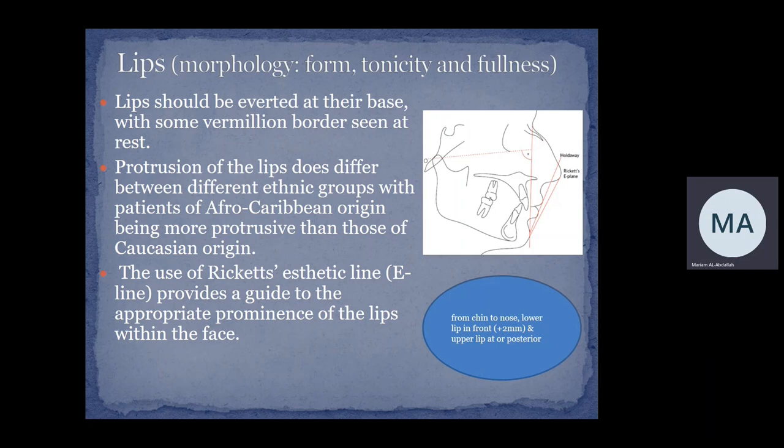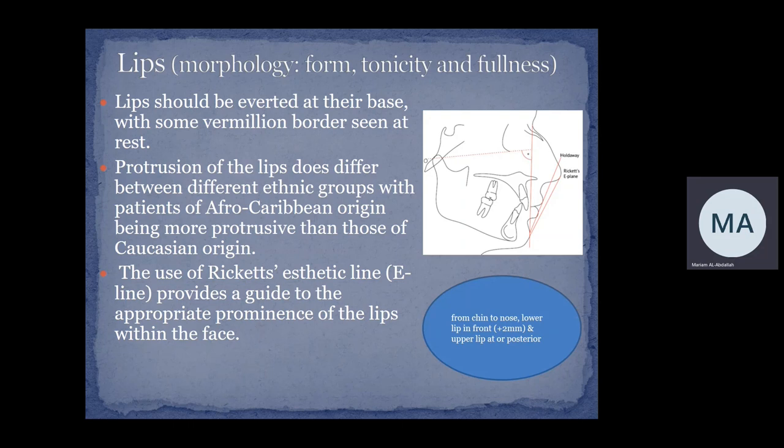Lip morphology, form, tonicity, and fullness really will be affected by the ethnicity of the patient. On average, the lips should be slightly everted at the base, and some vermilion border should be seen at rest. For Afro-Caribbean patients, more protrusion of the lips is considered normal. For Caucasian patients, less protrusion is considered normal.